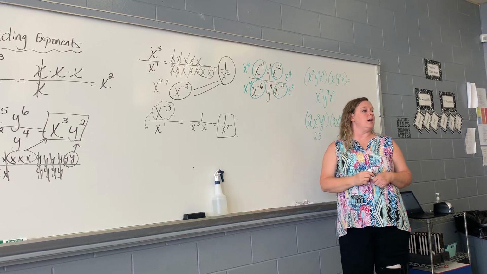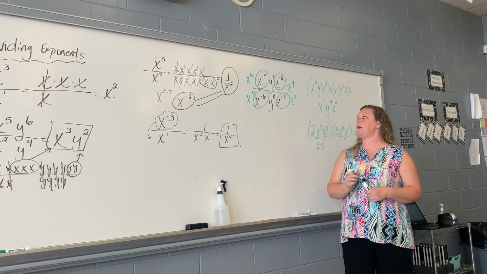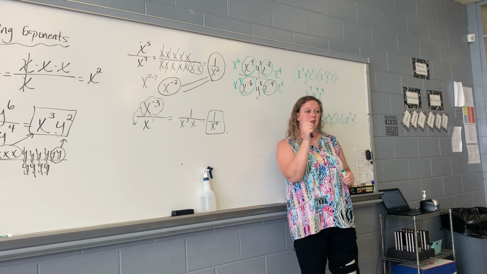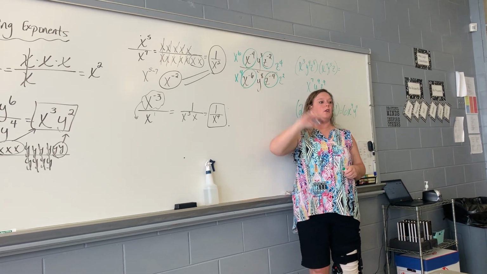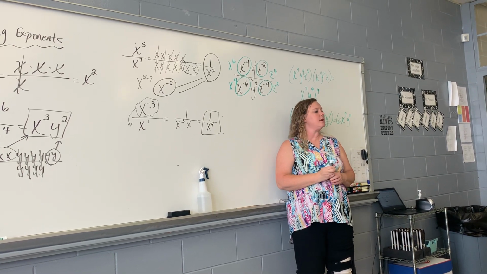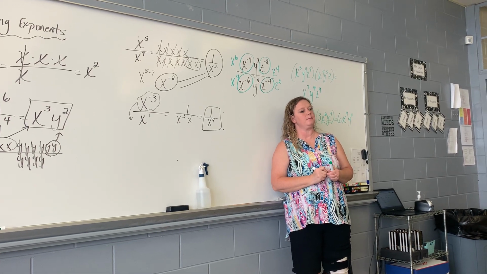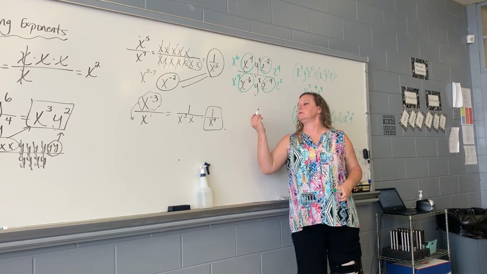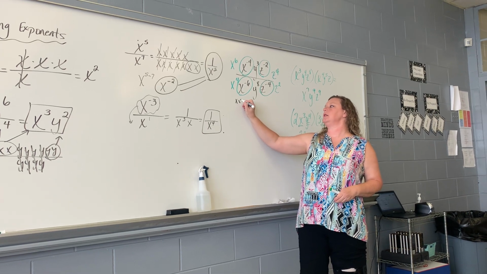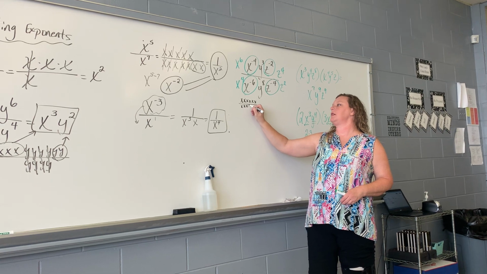Now I'm ready to decide how many are there and where they are. If I have 6 x's on the top and 4 on the bottom, what happens there? We're going to write it out this time. 1, 2, 3, 4, 5, 6. 1, 2, 3, 4.